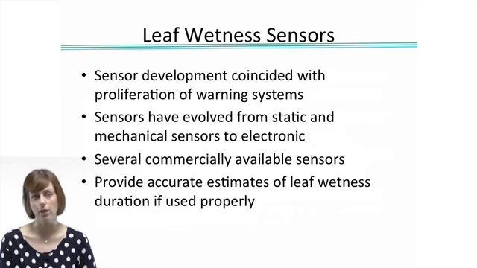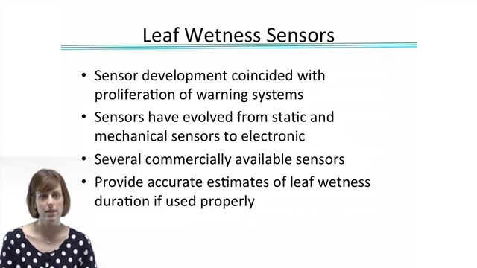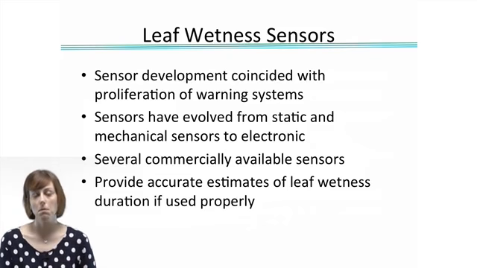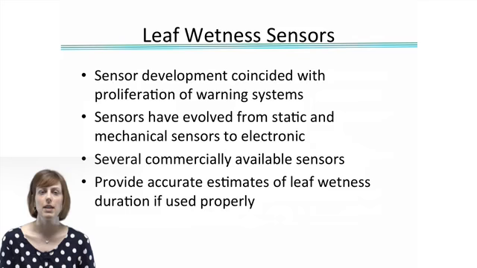We've since advanced to electronic sensors, and there are several commercially available sensors on the market. Some of them are resistance-based sensors, and others are more of an impedance-based sensor. Comparisons between these sensors and visual observation of leaf wetness have shown them to be fairly accurate. But the catch is that this holds if they're used properly, and very often they're not used properly or maybe not used in ideal situations.